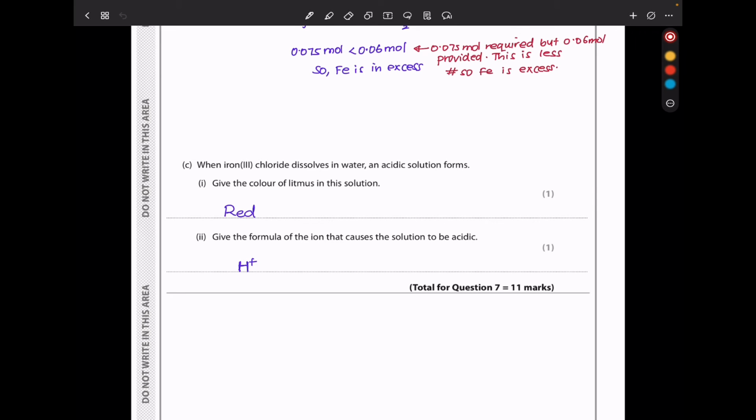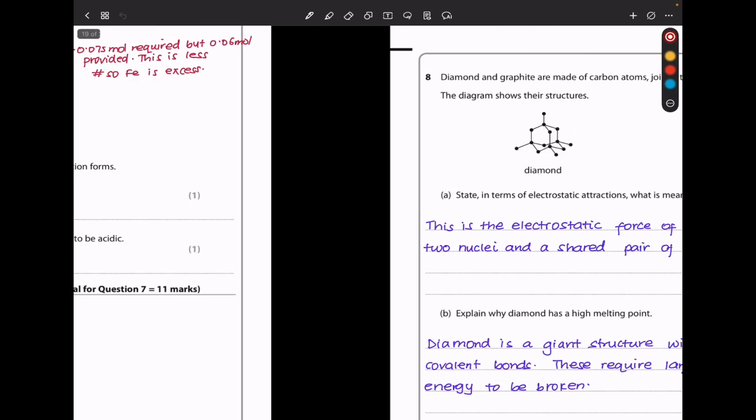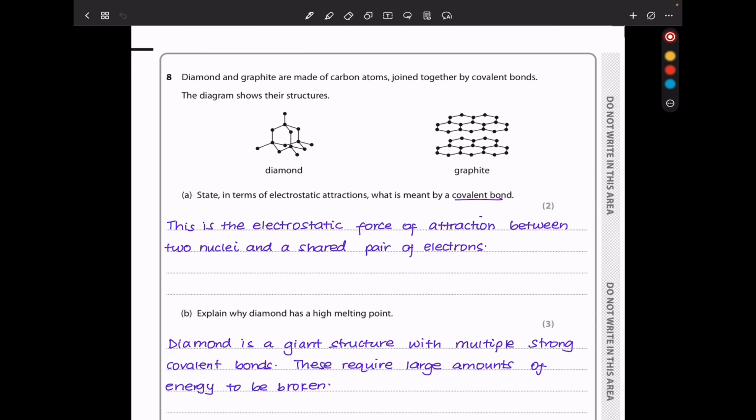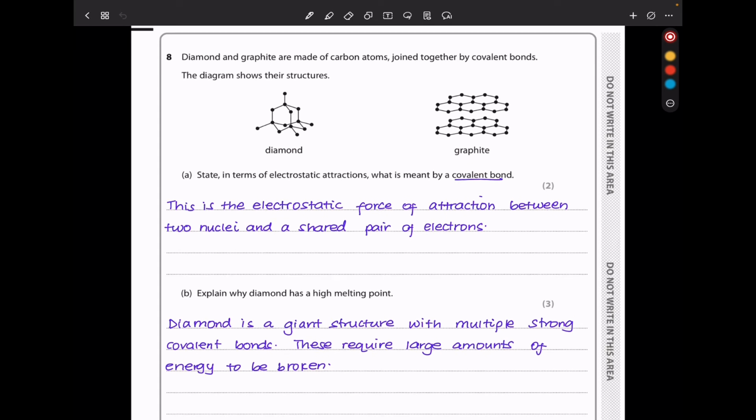So this brings us to the end of question 7. Let's continue to question 8. In question 8, diamond and graphite are made of carbon atoms joined together by covalent bonds. The diagram shows their structure. So here we have diamond and here we have graphite.